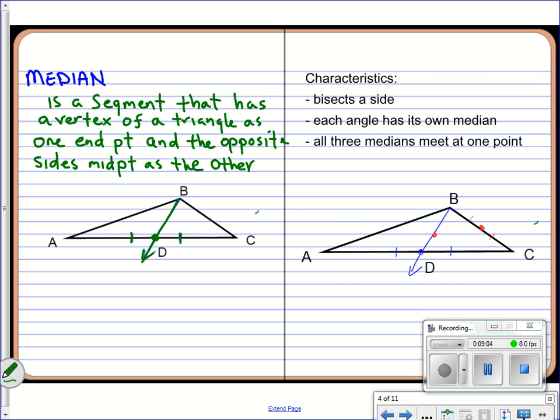Cool. Now there's one of my medians. I just simply found the midpoint, estimated it, and then drew from a vertex, and there's the other one. And as you can see, in this case all three meet at a point there. All right, let's move on.